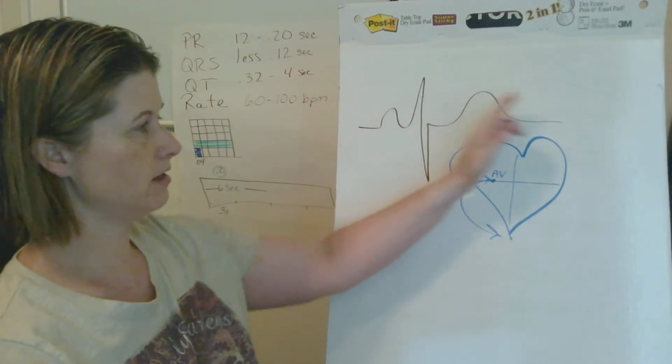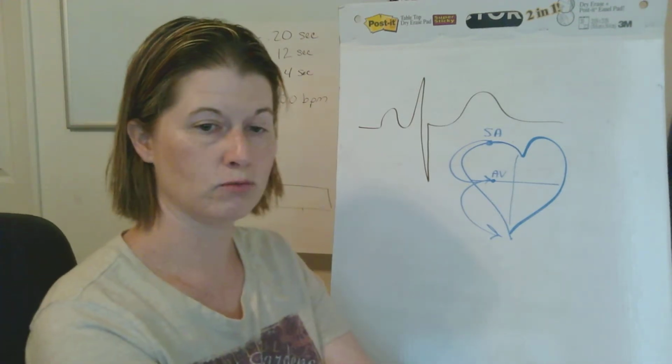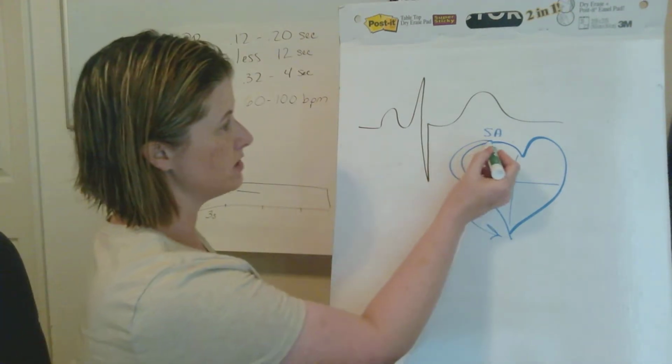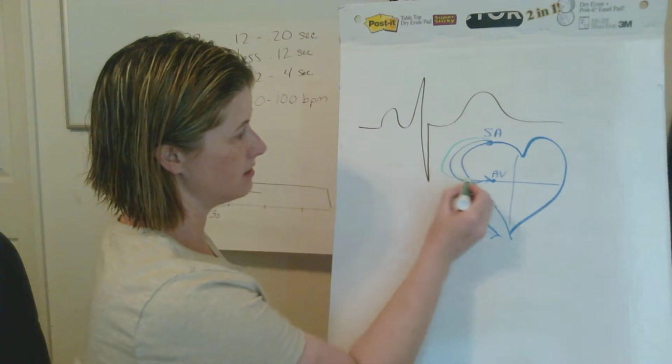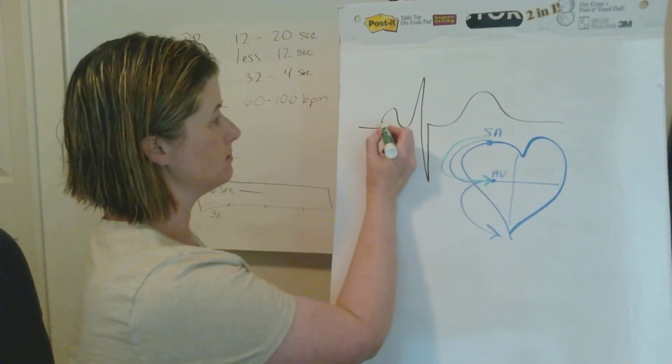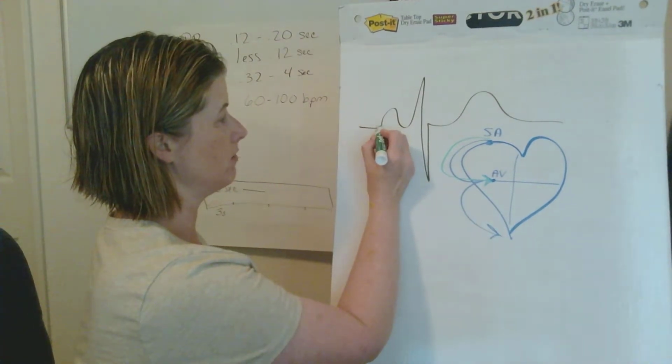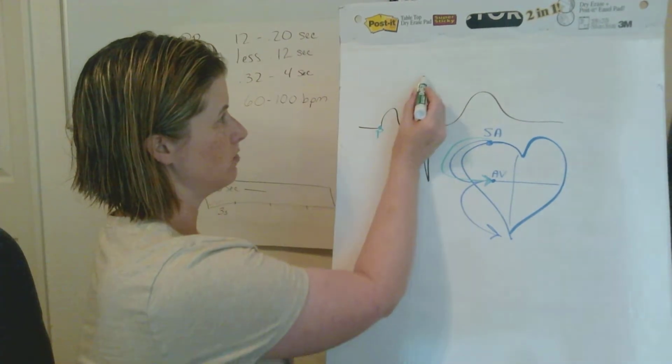So that is reflected here on our EKG rhythm. Okay, so this right here, this SA to AV, is the PR. The P wave here. This is the QRS.